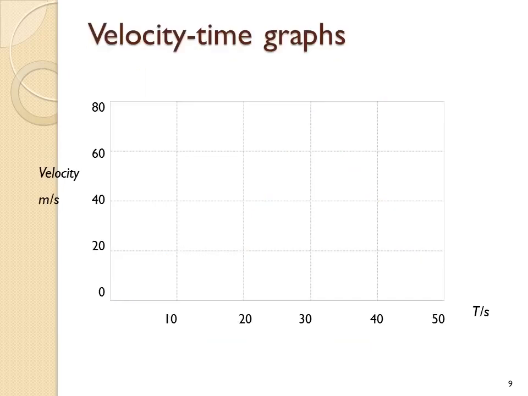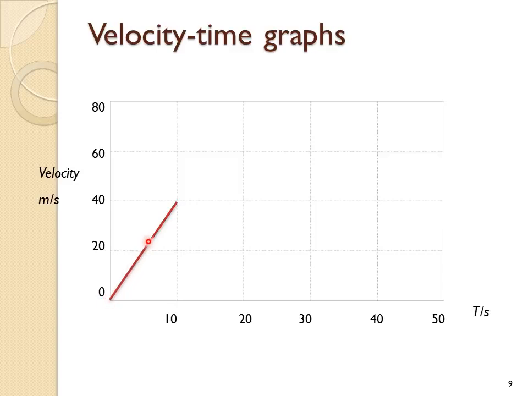Velocity time graphs may look very similar to displacement or distance time graphs, but the features are completely different. Again, try and use the axes to tell the story of the graph. So this line represents something that at the beginning is travelling at rest. It isn't moving. But after 10 seconds, it's moving with a velocity of 40 meters per second.